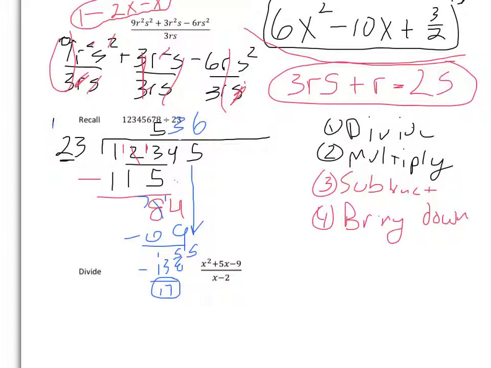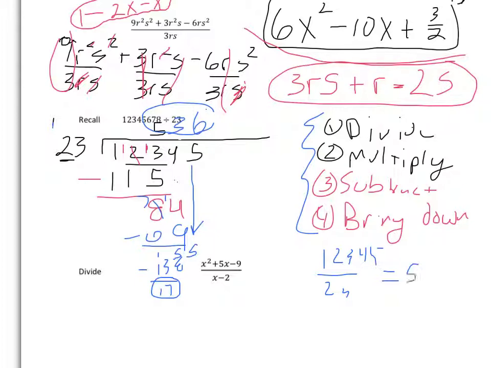What I'm trying to get at is a couple things. First thing, there's a procedure to this long division. We're going to be doing this with polynomials in a minute. And the procedure is divide, multiply, subtract, bring down. Now the other thing is this. If we have 12345 divided by 23, how many times this goes in evenly is 536. The quotient is how many times this goes in evenly.